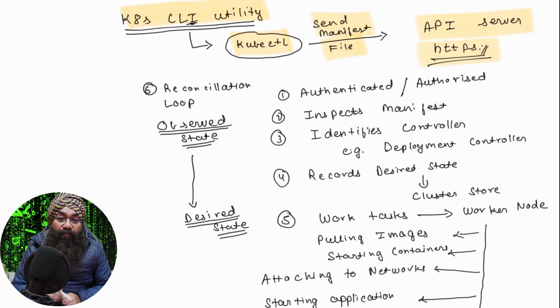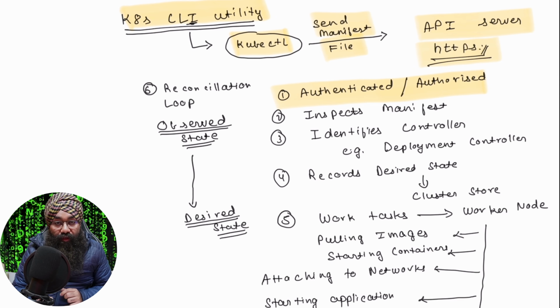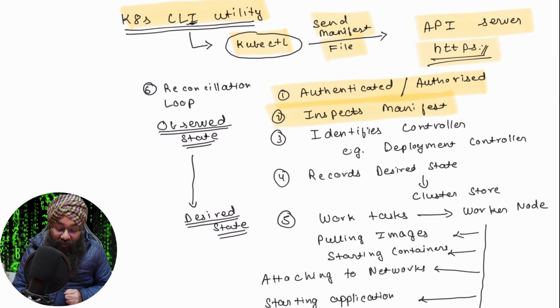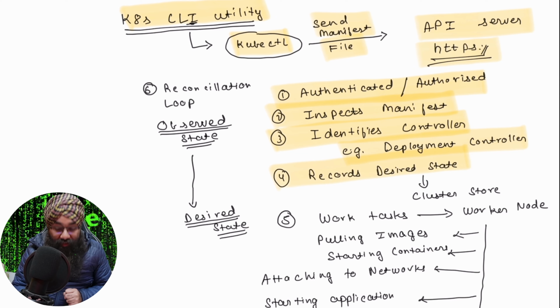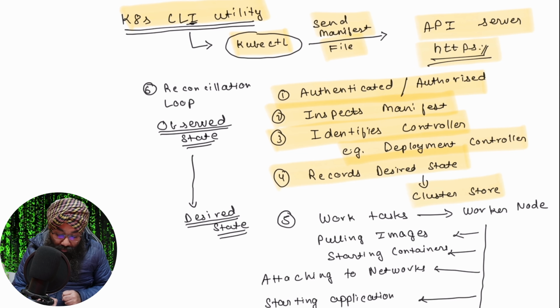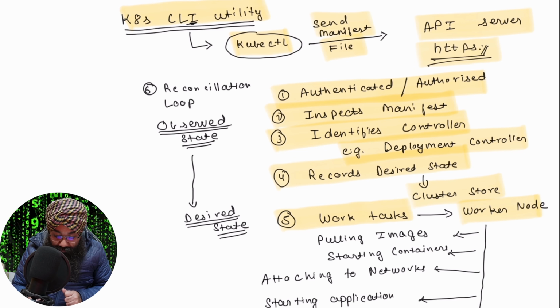Okay. So what happens when you send your file to the API server? First of all, your request is authenticated and authorized, to check whether you are allowed to send or not. Once it has decided that yes, you are allowed to send, then it inspects the manifest file, and then it identifies which controller you want to use. For example, suppose we want to use the deployment controller. Okay. Then it records the desired state in the cluster store. Already we talked about this. And then it gives workers some tasks to do. So it schedules worker nodes, and then these worker nodes do some tasks.